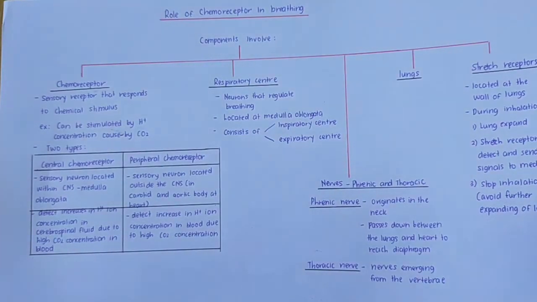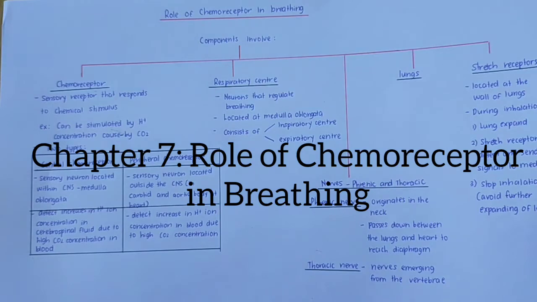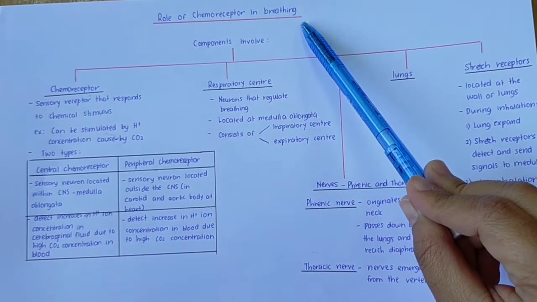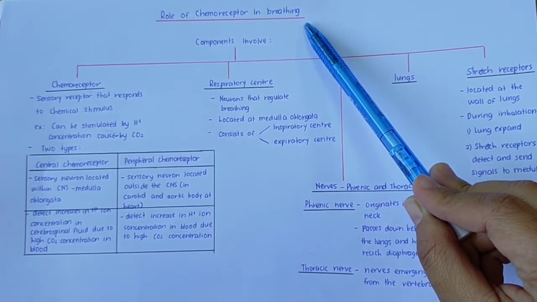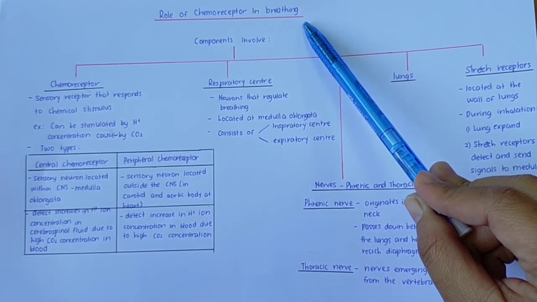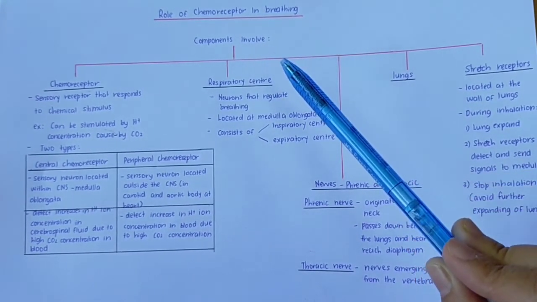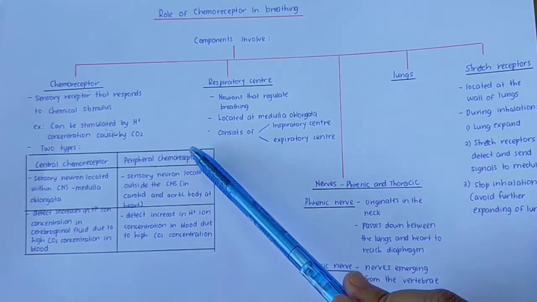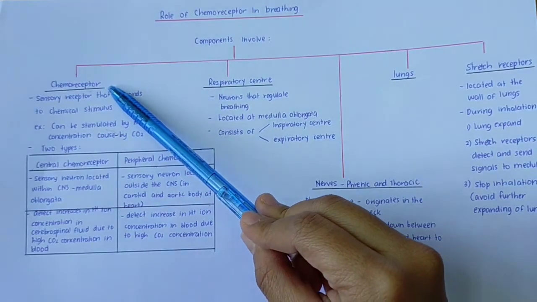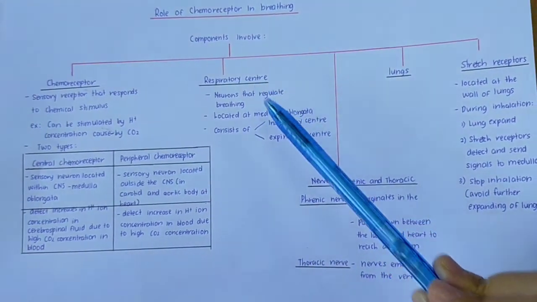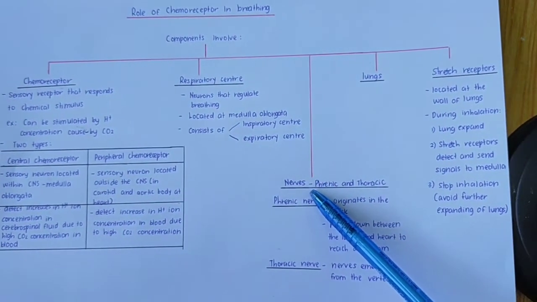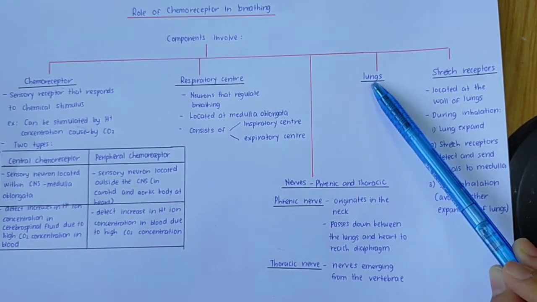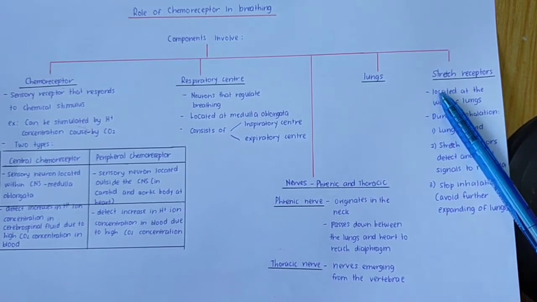So now we proceed to the next subtopic, which is the role of chemoreceptor in breathing. First of all, breathing involves the process of inspiration, which is inhalation, and also expiration or exhalation. What are the components involved in the process of breathing? Actually, there are 5 components involved. The first one is chemoreceptor, second respiratory center, next nerve, which consists of phrenic and thoracic nerve, then lungs, and the last one stretch receptor.